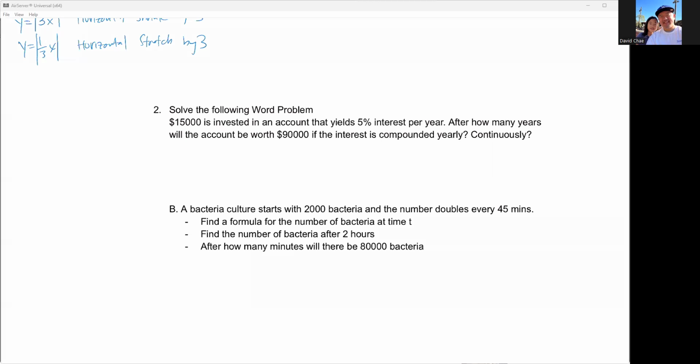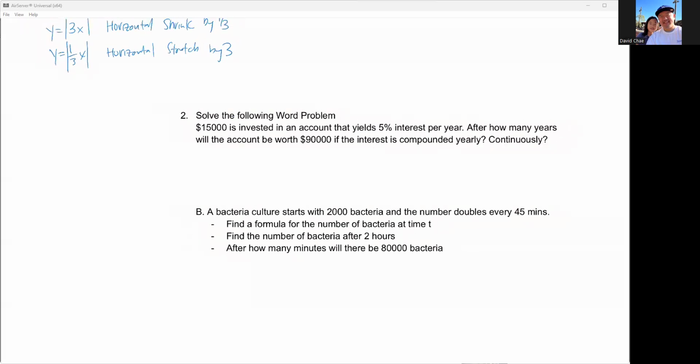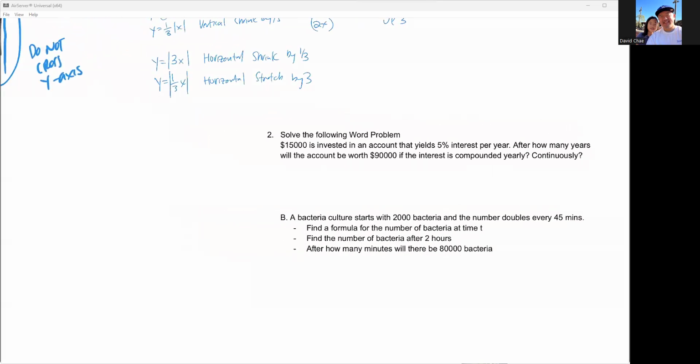So now, number two, $15,000 is invested in an account that yields 5% interest per year. How many years will it take for the account to be worth $90,000 if the interest is compounded yearly? Remember our formula is A equals P times (1 plus r over n) to the nt power. So 90,000 equals 15,000 times (1 plus 0.05 over 1) to the 1 times t.